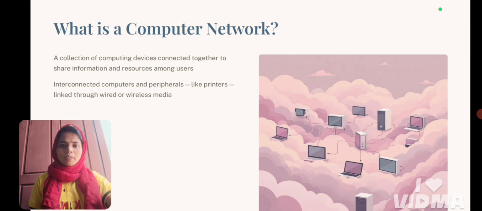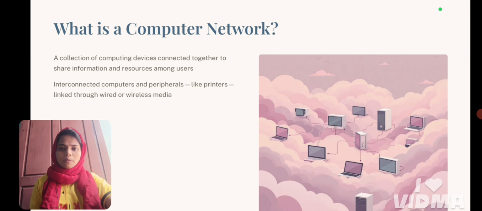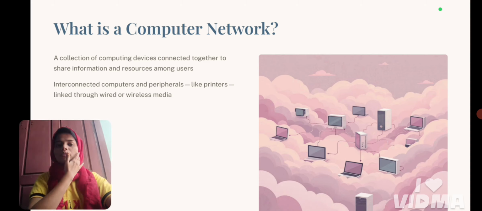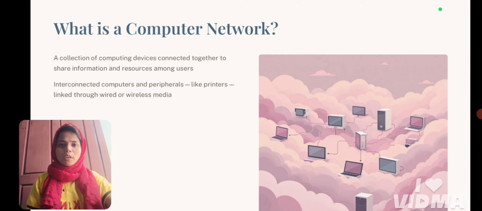A computer network is nothing but a collection of computing devices connected together to share information and resources among users. For example, if I want to send a message to my friend, I need to enable the connection between the two devices, right? I am sending the message through my mobile phone or laptop, that is the device, and I want to enable the connection, that is called a computer network. We want to enable the network to share the information between the two devices.